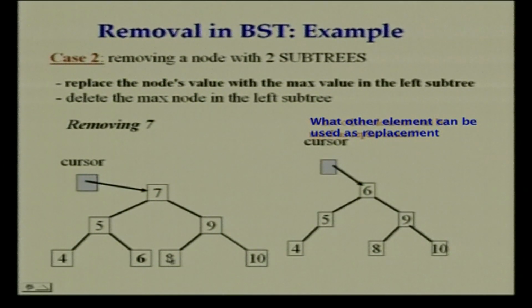So, you take 8, delete 8, that means make the child of 9 equal to null, and replace 7 with 8 here. Still the property holds good. So, both can be done. The third case is removing a node. This is simple compared to the second case.